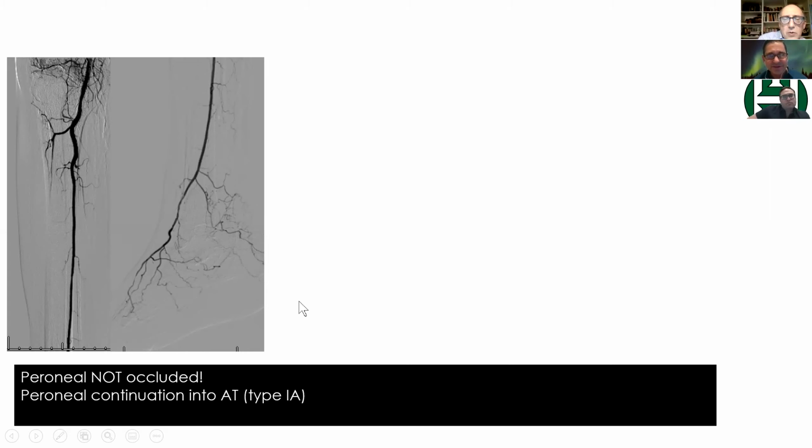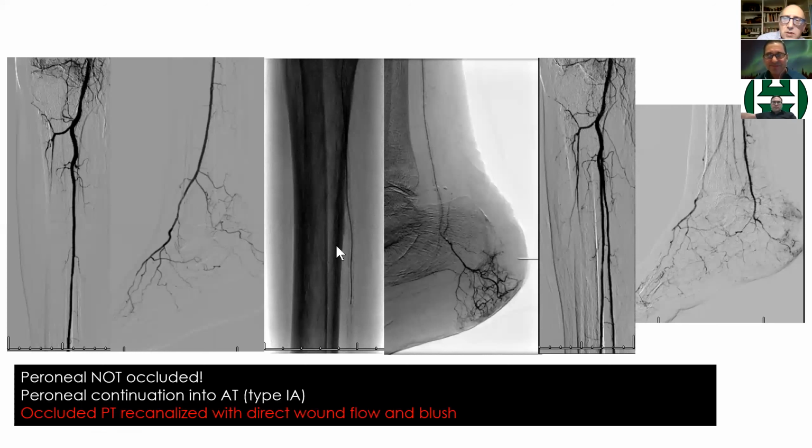Obviously, with the ulceration, it appears to be in the region of the posterior tibial artery. We're not seeing a blush here in the region of the ulceration, so I would be concerned that we need to recanalize the posterior tibial artery. And now we're seeing a wire and a catheter going down the posterior tibial artery, and we see a branch directly into the area of the ulceration with some blush here.